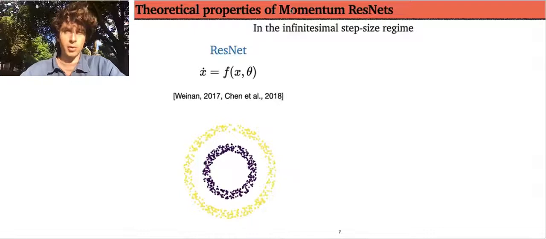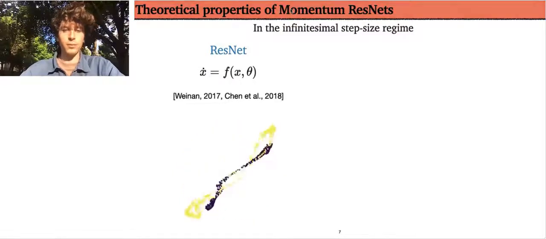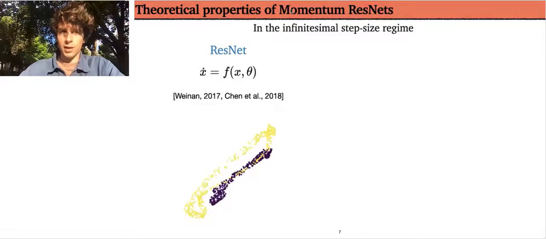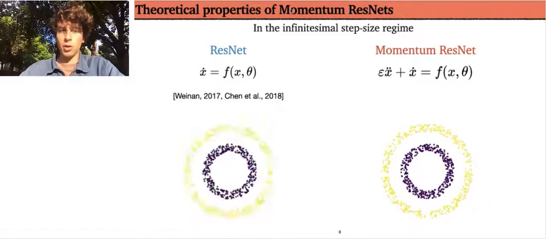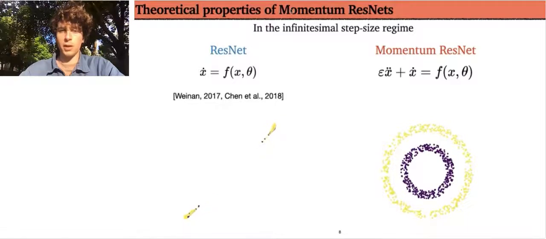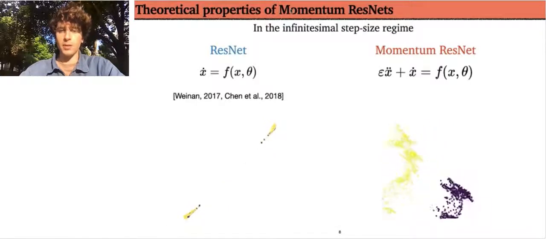Theoretical properties of momentum ResNets can be investigated in the infinitesimal step size regime, where ResNets can be seen as first-order ODEs. As such, they can only model homeomorphic dynamics, meaning that, for instance, they fail to separate two nested rings, as shown in this animation. In contrast, in this framework, momentum ResNets are seen as second-order ODEs, and as such, they can model non-homeomorphic dynamics and crossing trajectories. In our paper, we showed that momentum ResNets have better representation power than ResNets. See how they manage to separate two nested rings.